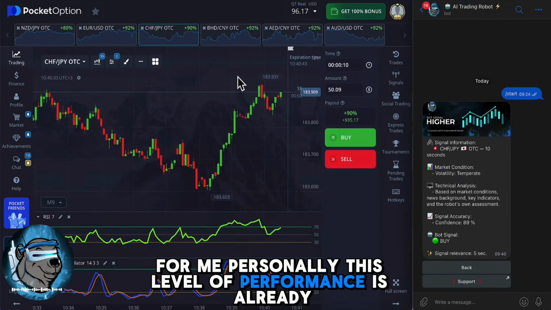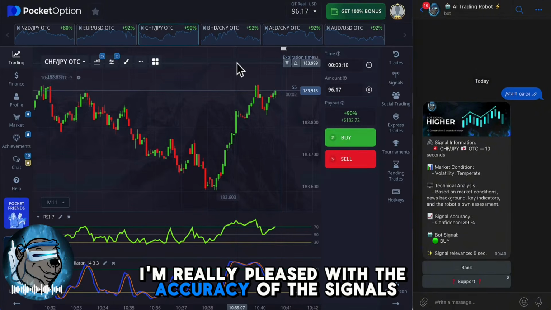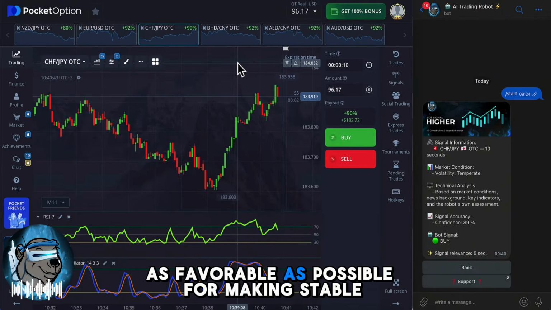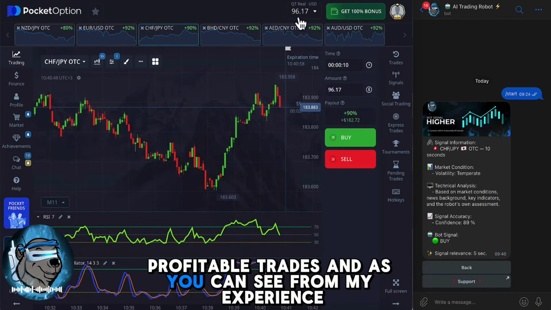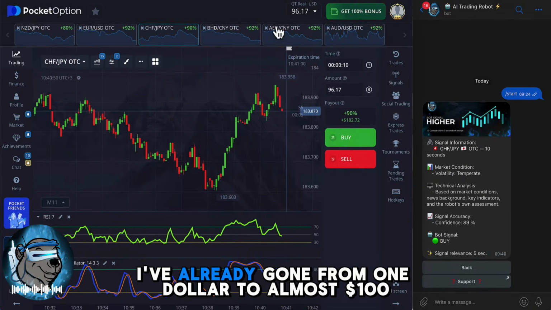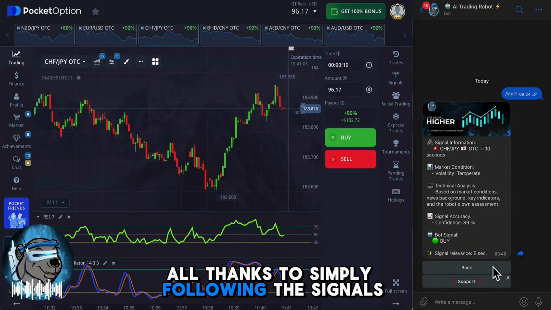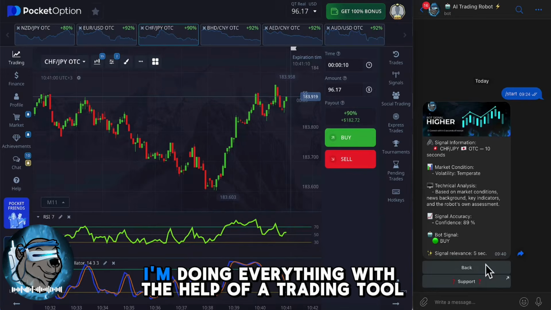For me personally, this level of performance is already more than excellent. I'm really pleased with the accuracy of the signals. I'm also very happy that the market is currently as favorable as possible for making stable, profitable trades. And as you can see from my experience, I've already gone from $1 to almost $100, all thanks to simply following the signals. There's no independent analysis involved. I'm doing everything with the help of a trading tool.